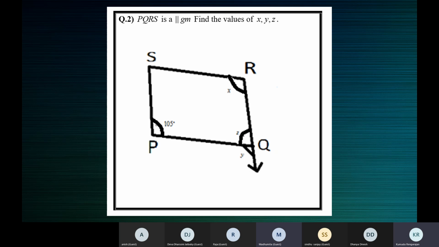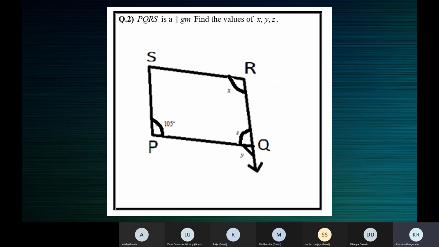Yes, ma'am, to find X, we have to use the opposite angles are equal property. So X is equal to 105 degrees, ma'am. Yes, the property is in a parallelogram, opposite angles are equal. Both pairs of opposite angles are equal. So angle P is equal to angle R. So if angle P is 105 degrees, angle R is also 105 degrees, which means X is equal to 105 degrees. Very good.